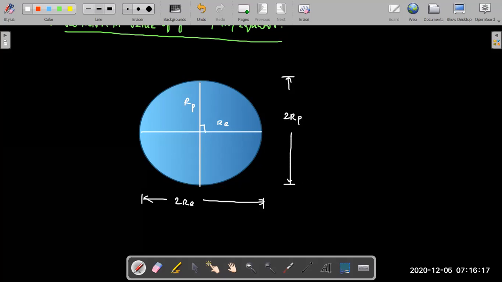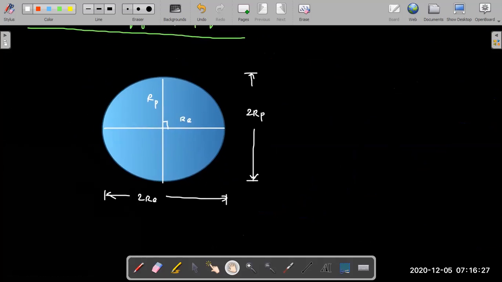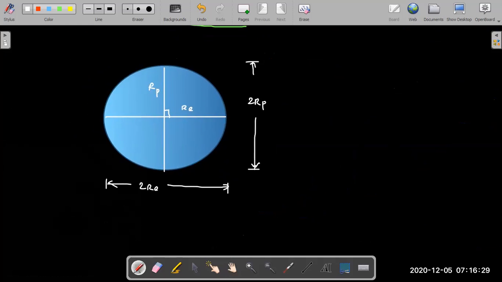Roughly it is said that the diameter at the equator, 2 times RE, is nearly twice that of RP plus 21 kilometers. That means if you express everything in kilometers, the radius at the equator is slightly greater. Understood? It is slightly greater, not a huge difference, but nearly 21 kilometers greater.